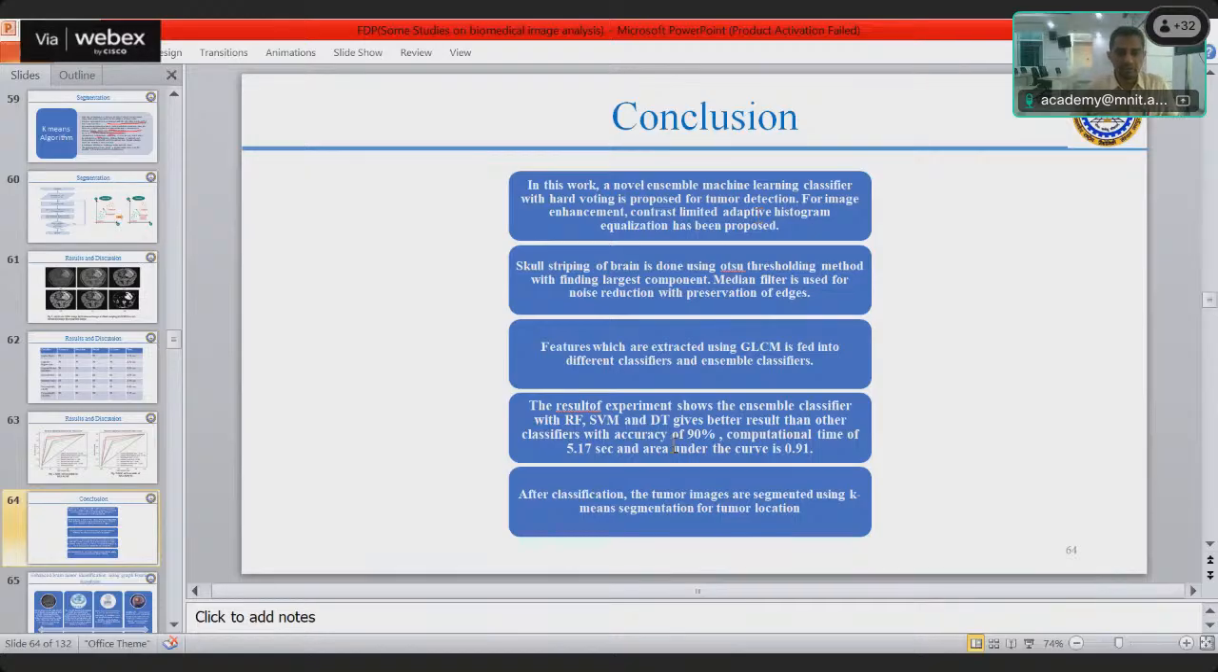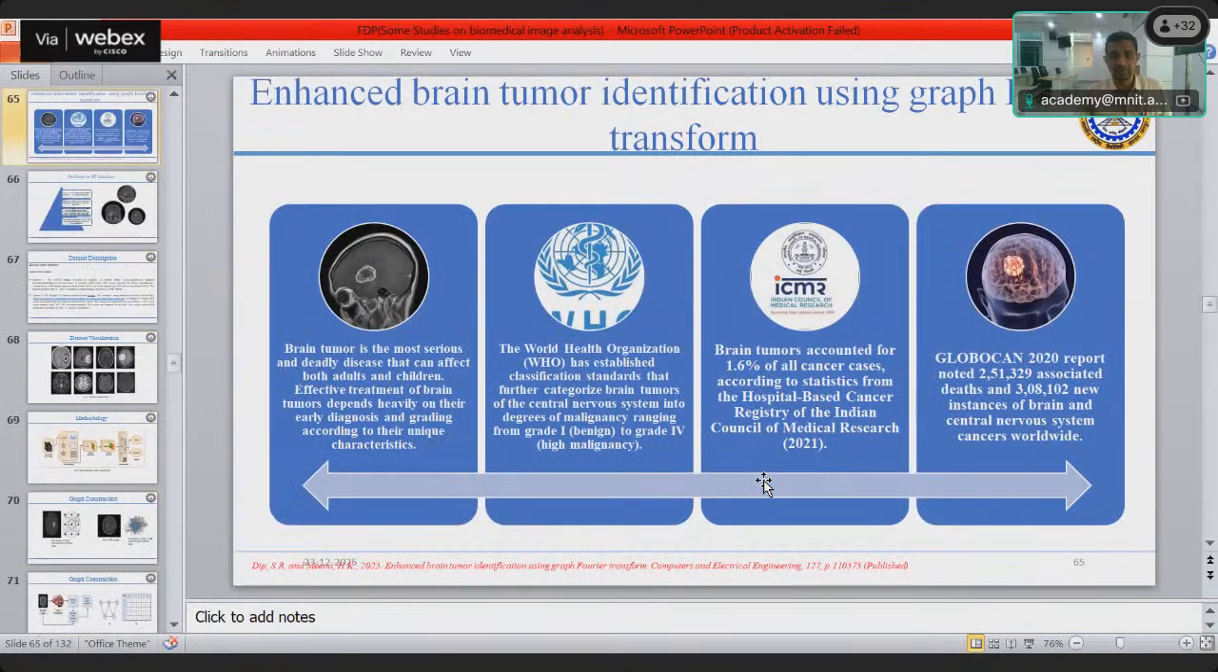For image enhancement and all the things, we have already done it. This is basically the computational time and area under the curve. After classification, tumor images are segmented using k-means segmentation for tumor location. Next is brain tumor identification using the graph Fourier transform.